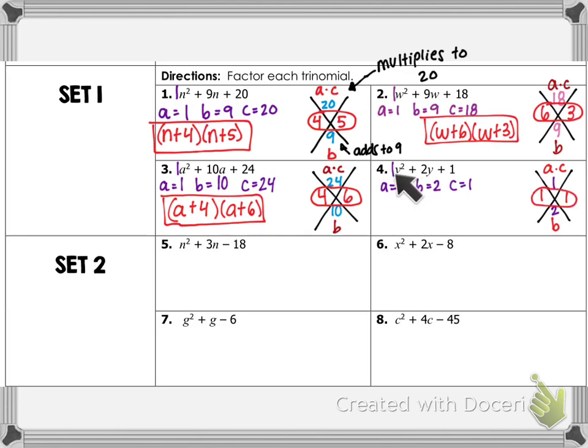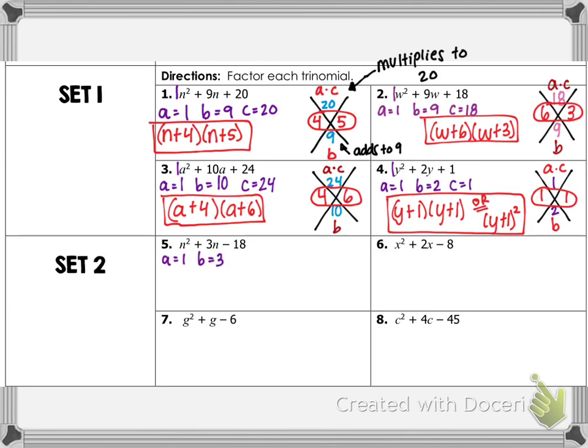Now we look at our variable, we say y plus 1 and y plus 1. When they're the same, remember we could write it like this, y plus 1 squared. You see how none of these have been the same numbers here, but if they're the same two numbers, y plus 1, y plus 1, we could write it as y plus 1 squared.